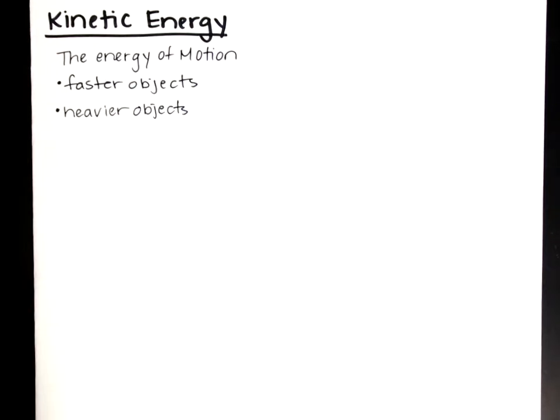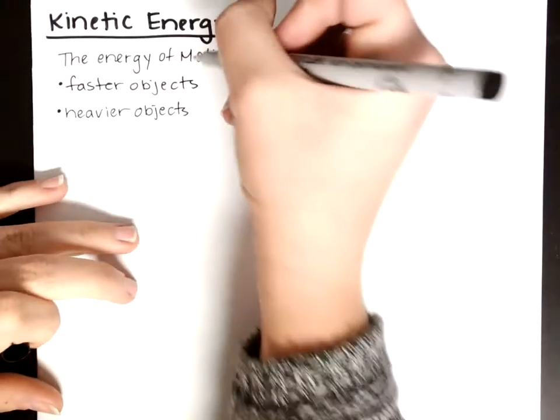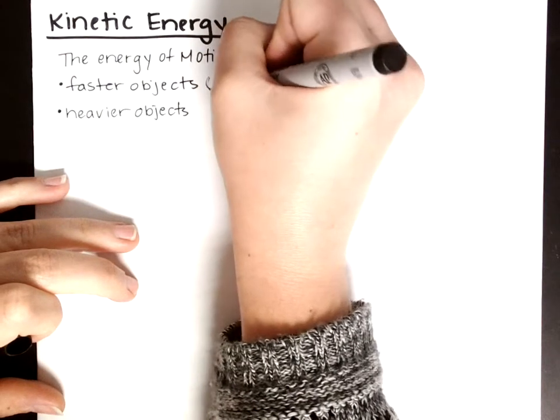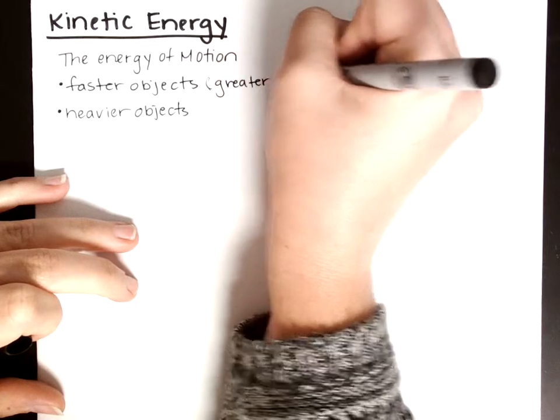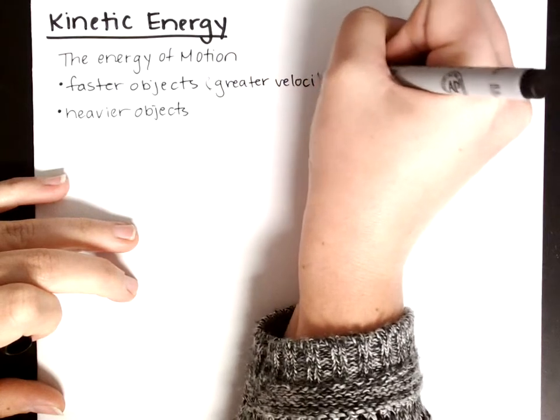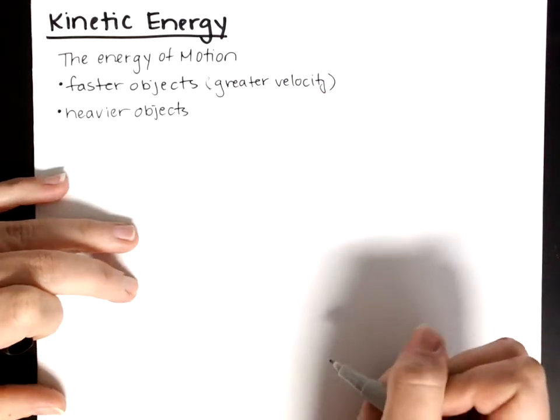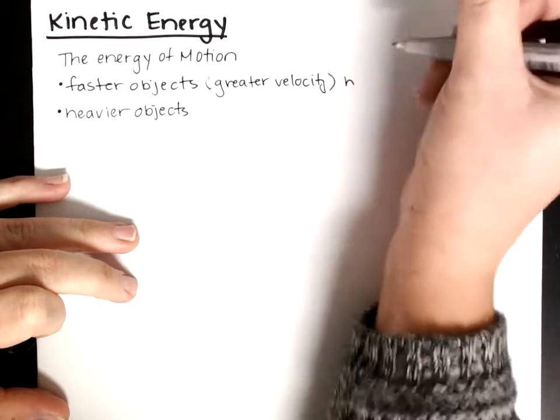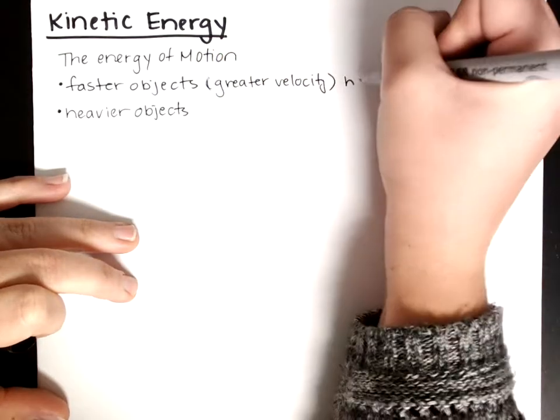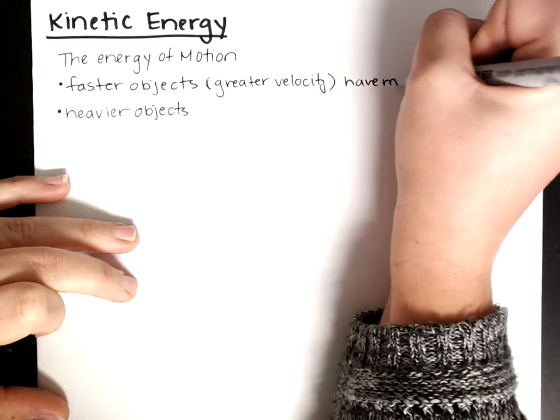Kinetic energy. Kinetic energy is the energy of motion. There are two things that you should know: faster objects with greater velocity have more kinetic energy, as well as heavier objects. More massive objects have more kinetic energy.